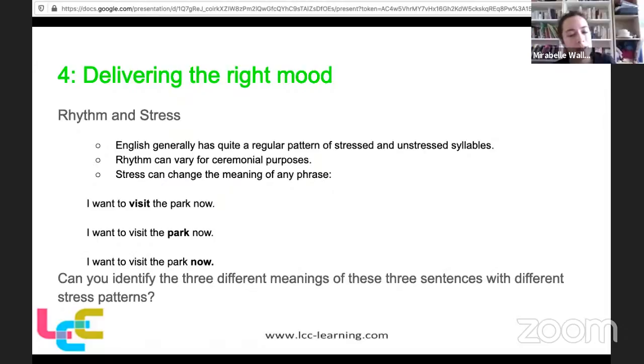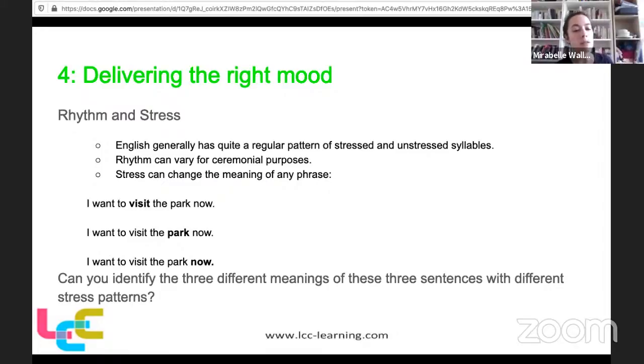Okay, so keen to hear your ideas if you would like to submit them. My personal opinion on these is that the first sentence, I want to visit the park now, is saying, as opposed to just driving through it or going through it really fast, I want to visit it. I want to take my time to actually visit the park.